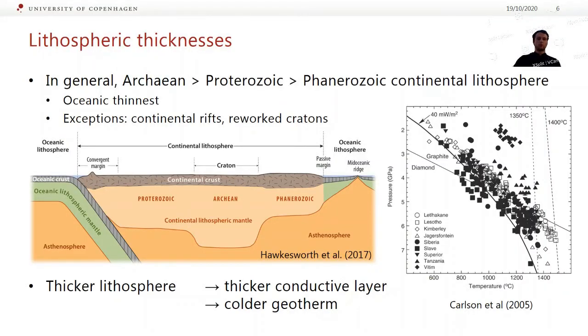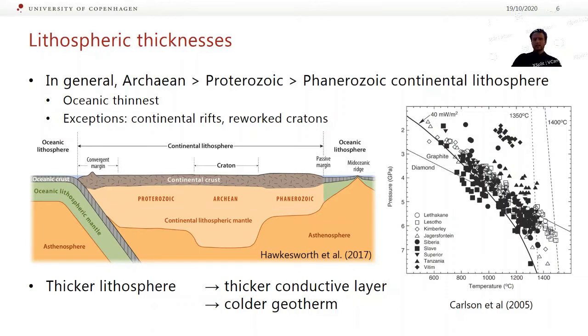Okay, so just as a general rule of thumb, Archean lithosphere tends to be the thickest, followed by Proterozoic, followed by Phanerozoic continental lithosphere, with oceanic lithosphere being the thinnest. There are obvious exceptions, so continental rifts tend to have quite thin lithosphere, and reworked cratons. This is like the situation I mentioned before with the North China craton, which actually has relatively thin lithosphere, maybe 100 kilometers or so thick, despite being Archean crust at the surface.